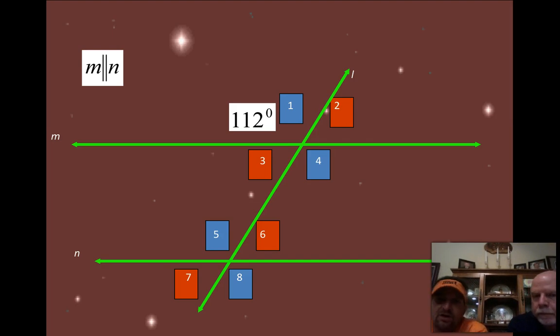So if I take 180 and subtract 112, that gives me, what is that, 68? So now I know that angle 6 is 68 degrees. So now that I know that angle 6 is 68 degrees, I can use a bunch of these transversal rules to come up with the other ones.